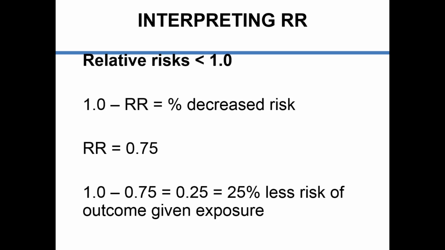It's less than 1. It's 1.0 minus the risk ratio, and that gives you the decreased risk. So it's not risk ratio minus 1.0, like we did in the first one. It's 1.0 minus the risk ratio.